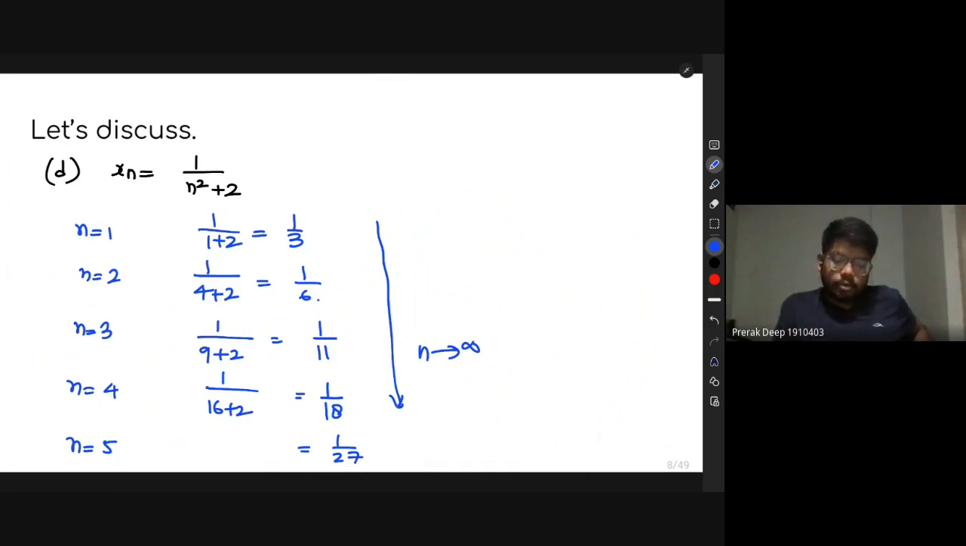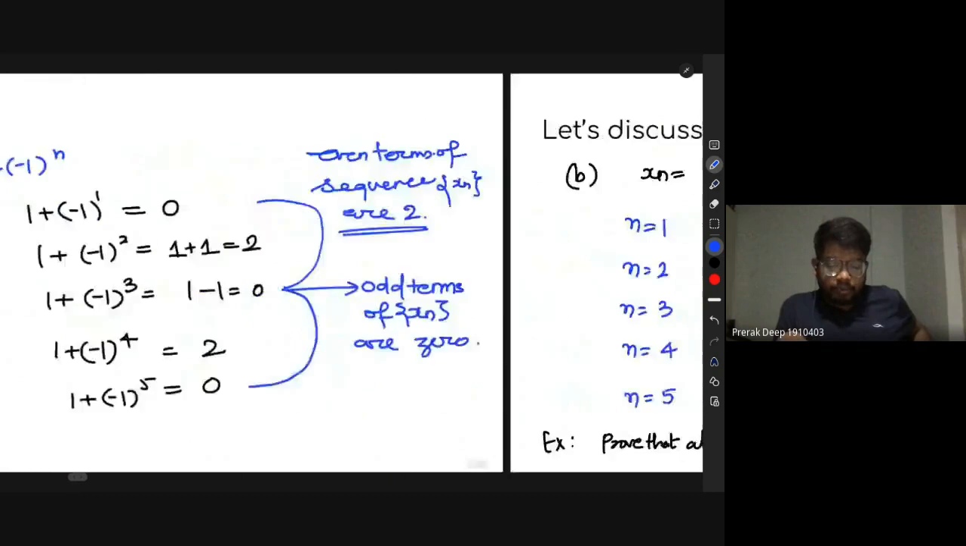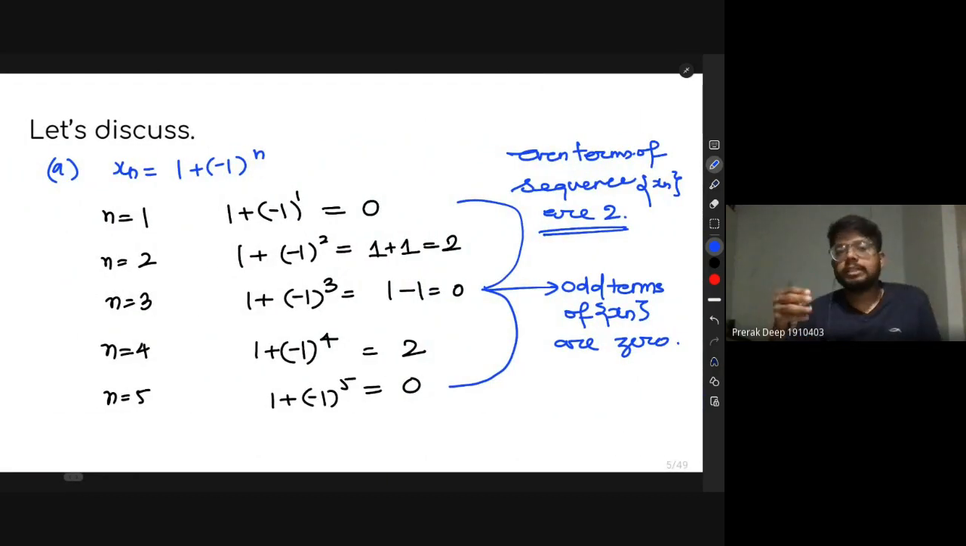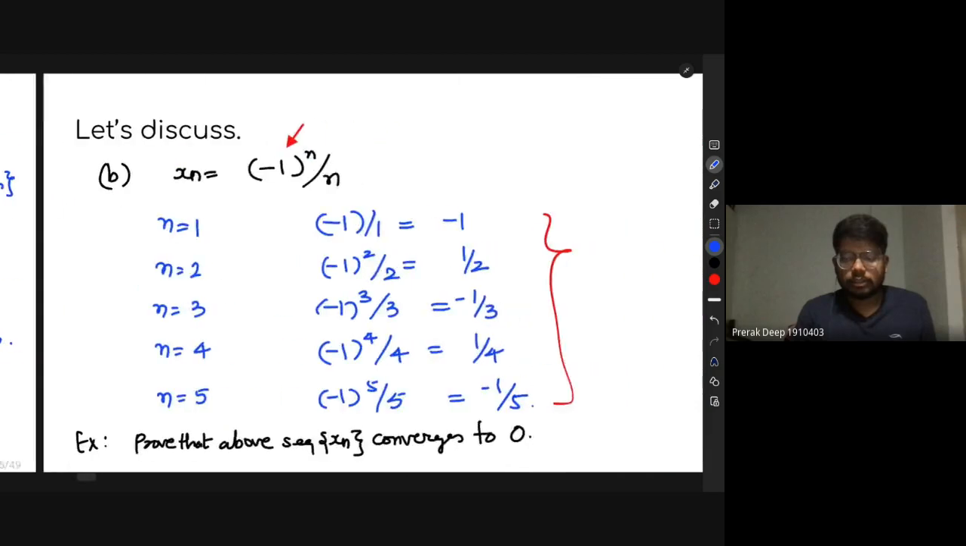What we have noticed is that except for the first sequence, all the other three sequences are convergent. The first sequence is not convergent; it is actually a divergent sequence because on the odd terms it takes value 0, and on the even terms it takes value 2. So it is jumping between these two values, 0 and 2. It is not converging to any point. That's why it is a divergent sequence.